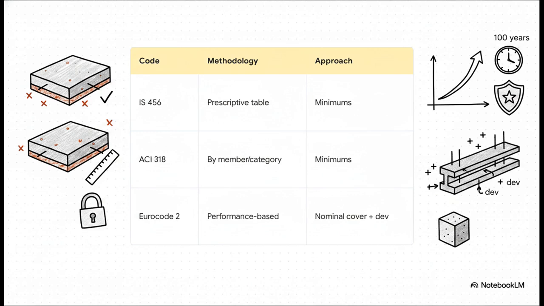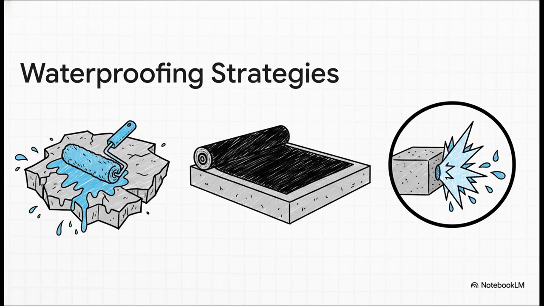It calculates a nominal cover by adding a minimum bond cover to an explicit allowance for construction deviations out on the site. It's a dynamic calculation that's perfectly suited for planning 100-year infrastructure. And we can't talk durability without talking waterproofing. It's not an afterthought, it's a fully integrated system that must be decided during the design phase.